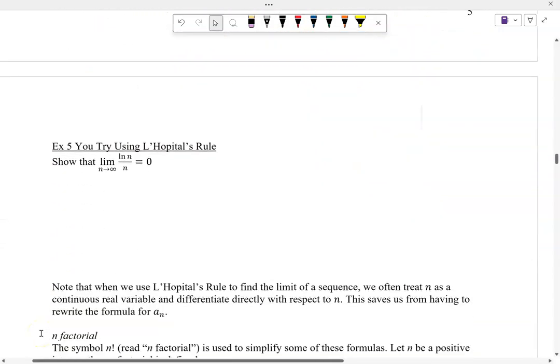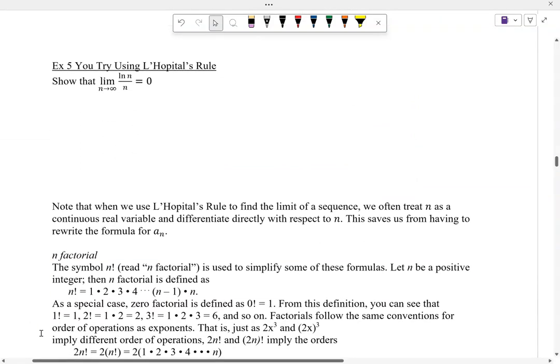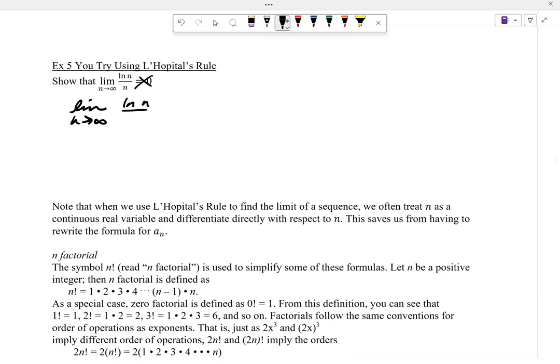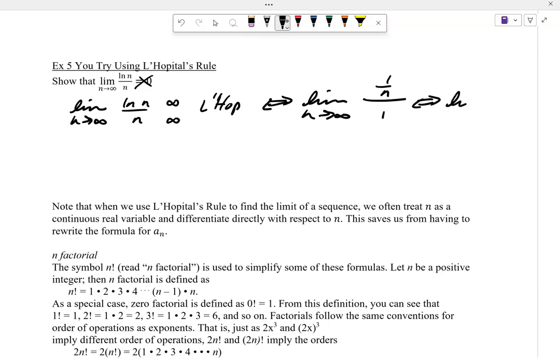Why don't you guys try this one now with L'Hopital's rule? See if this thing converges or diverges. Well, as you did this, hopefully when you investigated, whoops, I wasn't supposed to put the answer there. Sorry about that. You have infinity over infinity, so you have to use L'Hopital's rule. So you have the limit as n goes to infinity, derivative of the natural log is 1 over n, derivative of n is 1. So we've just got the limit as n goes to infinity of 1 over n.